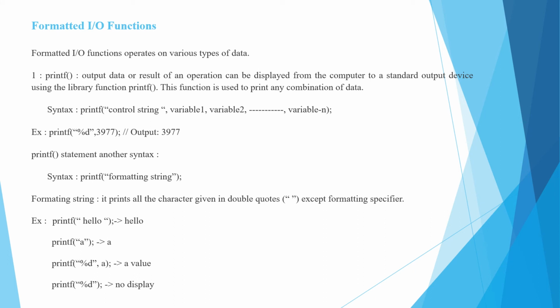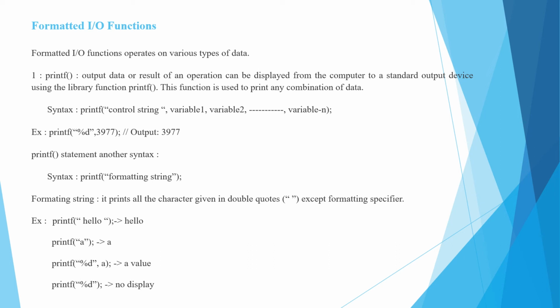Formatted input and output functions. Formatted input output functions operate on various types of data. The first function is the formatted output statement, printf. The printf is a function which is used to output the data of an operation. This can be displayed on the display screen by using the library function printf. This function is used to print any combination of data.